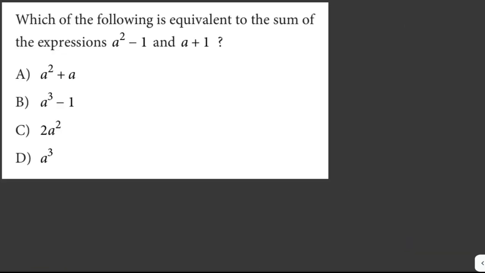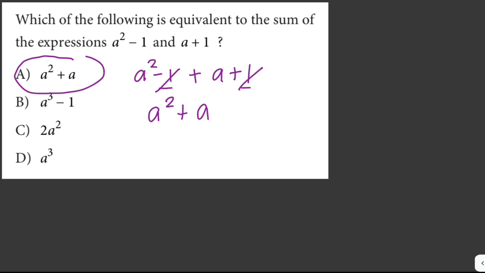Which of the following is equivalent to the sum of the expressions a squared minus 1 and a plus 1? So the sum of a squared minus 1 and a plus 1 is a squared minus 1 plus a plus 1. And then we group like terms. We only have negative 1 and 1 that cancel out because negative 1 plus 1 is 0. So we have a squared plus a. So the answer here is letter A.